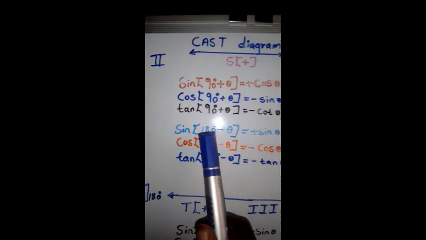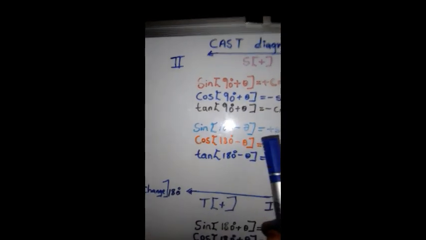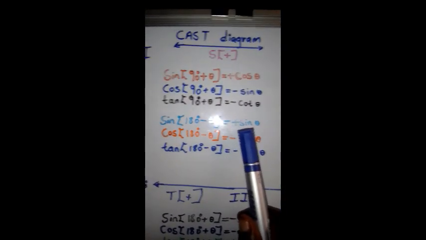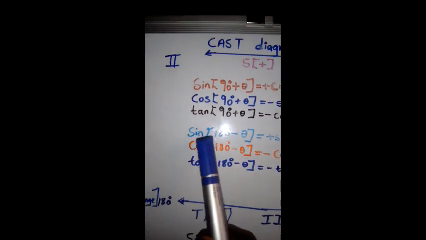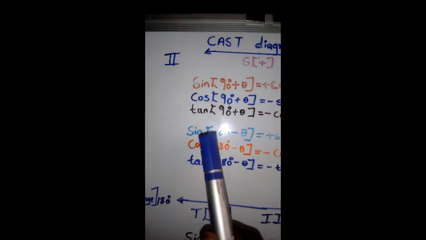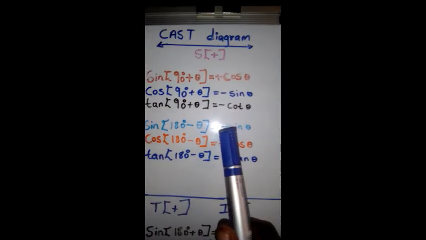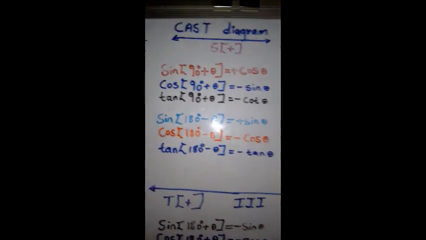Sine 180 minus theta. Sine is what? On the second quadrant it is positive, so 180 means what? 180 means no change, so the trig won't change. So this one is going to be positive because sine is positive. It's going to be positive sine theta.